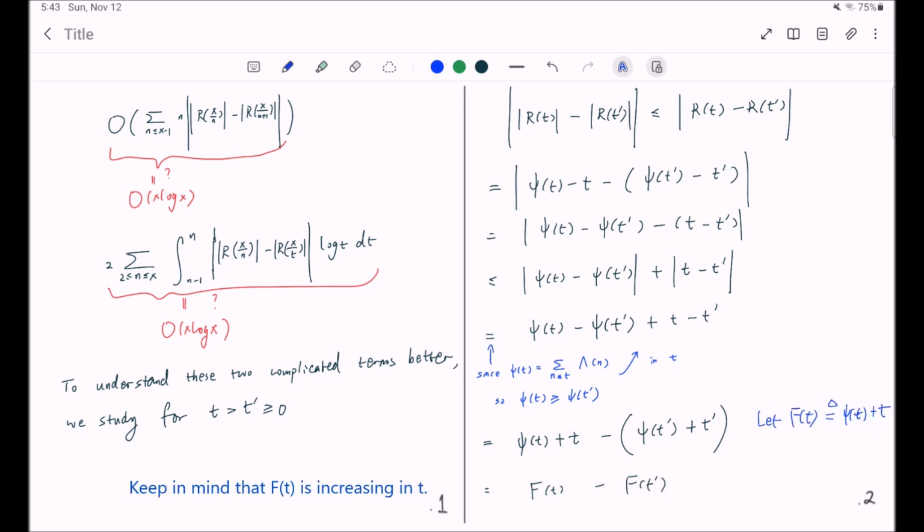Therefore, we define this sum, psi of t plus t, as a function f of t. Remember, psi of t minus t is R of t, and f of t is defined as psi of t plus t. It turns out this difference is bounded by f of t minus f of t prime. And for this difference, the first observation is that it must be a big O of t, because f is a big O of t, which follows from the fact that psi of t is big O of t by theorem 414, which we have used many times.